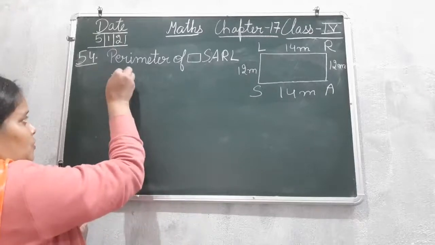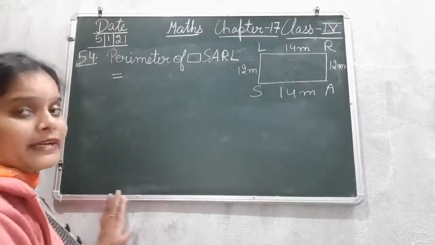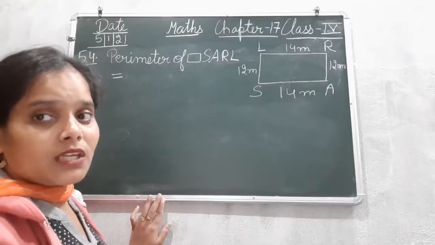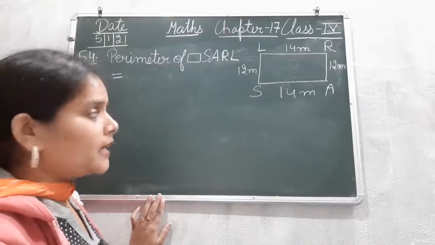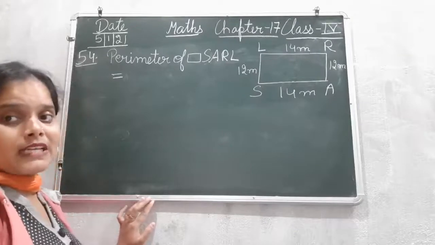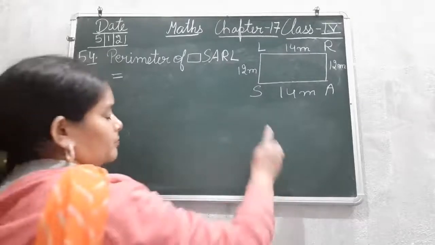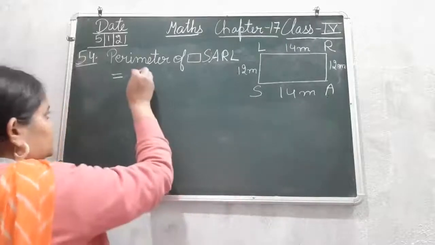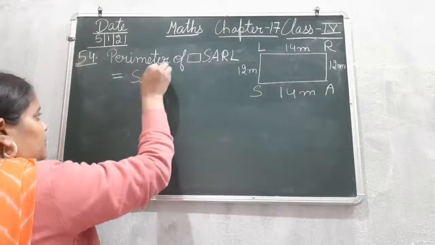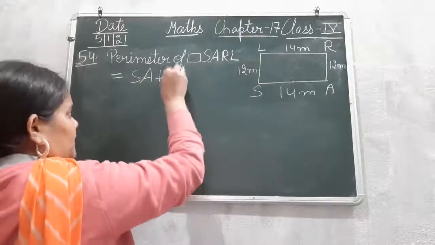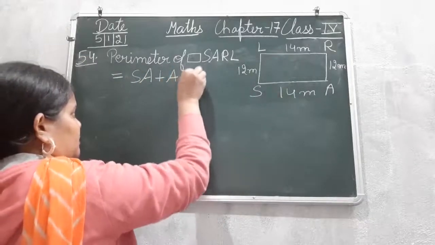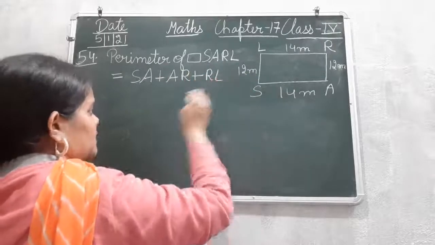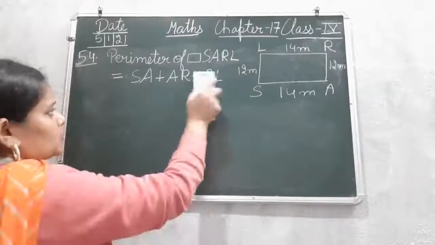Okay, so next for finding the perimeter we will add the length of all the sides of the given figure. तो length क्या है, अलग अलग sides, इसकी चारों sides की अलग अलग length क्या है. First of all we will write the sides, that is SA plus AR plus RL. Next, थोड़ा सा इधर करके लिखते हैं इसको.